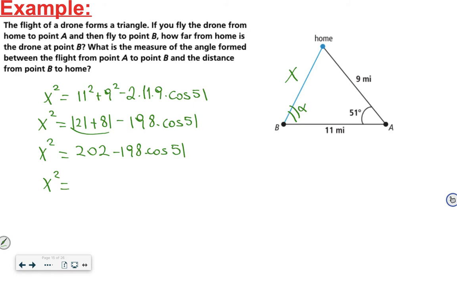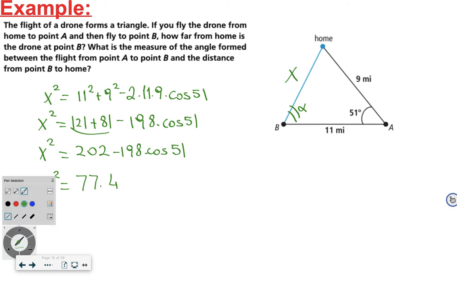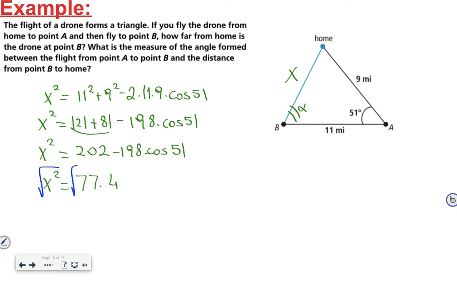Let's use it. 202 minus 198 times cosine 51 will be equal to approximately, if you round to the nearest tenth, 77.4. If you take square root of both sides, x will be equal to square root 77.4. Then your answer will be approximately 8.8. I found this distance, 8.8. Now, I am going to find alpha.